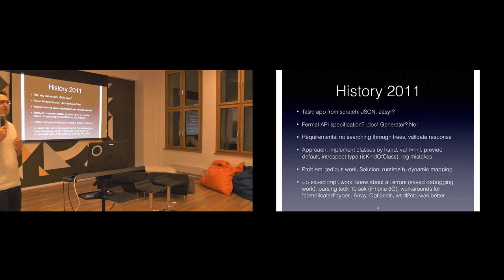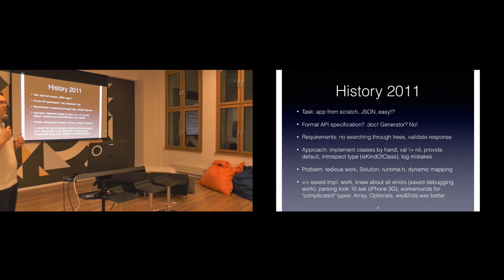So I introspect the type, and in case some value was not there, I would provide a default value, and I would log all the mistakes. So if some response came, I already knew all the problems I had with this response where I was expecting things differently. But there was one problem. This was very tedious work.